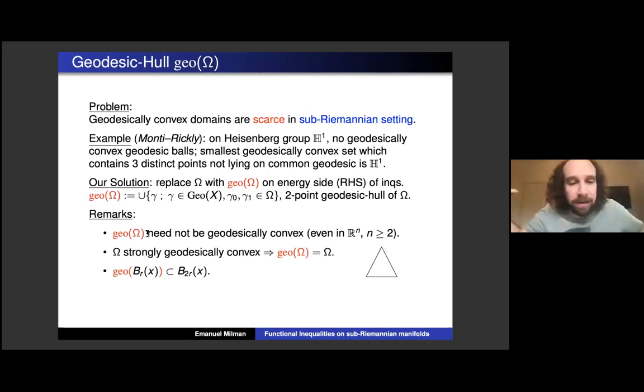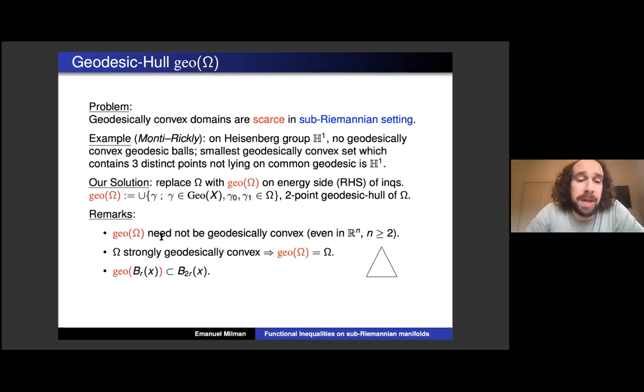Otherwise, we would get all of H1, the whole space, as soon as we take the geodesic hull. For instance, just think of Carathéodory's theorem. We know that in order to get the convex hull in R^n, we need to use n plus one points. So if we're in the plane and we take these three points, the vertices of this triangle, the two-point geodesic hull is just the boundary of this triangle, whereas the convex hull, of course, is the full solid triangle. So the two-point geodesic hull need not be geodesically convex, which is good news.